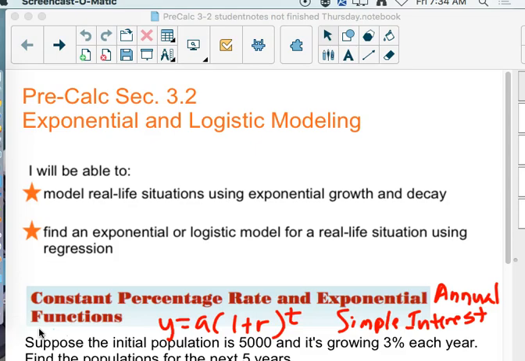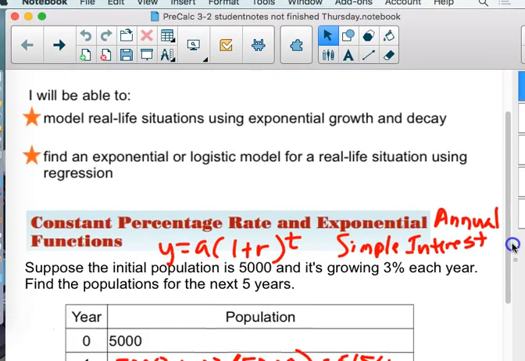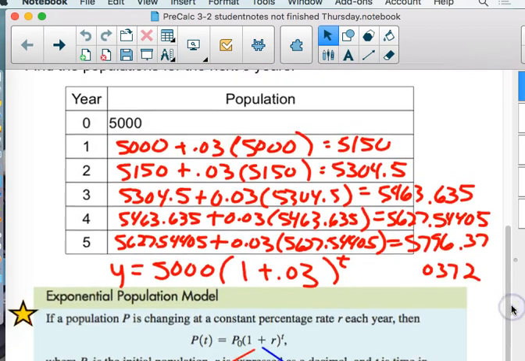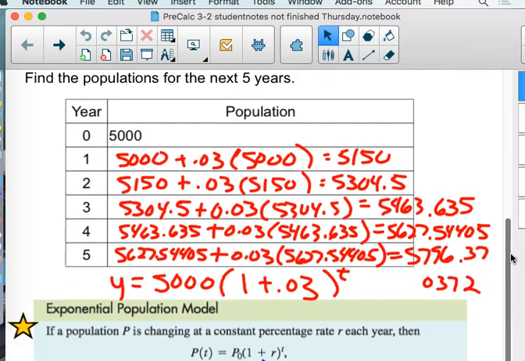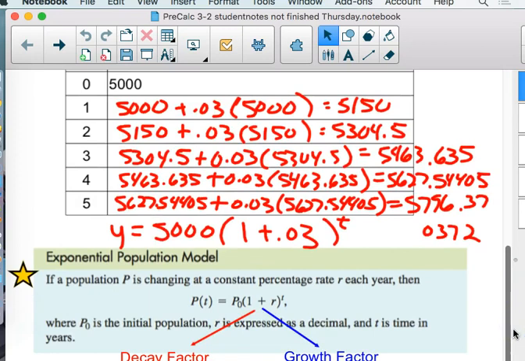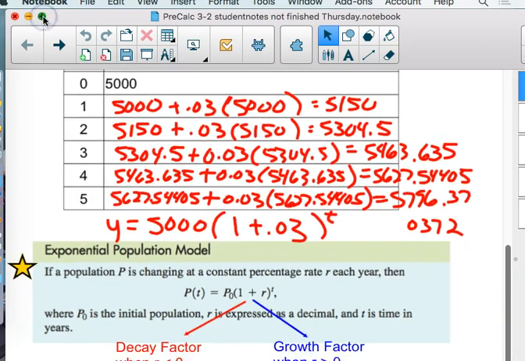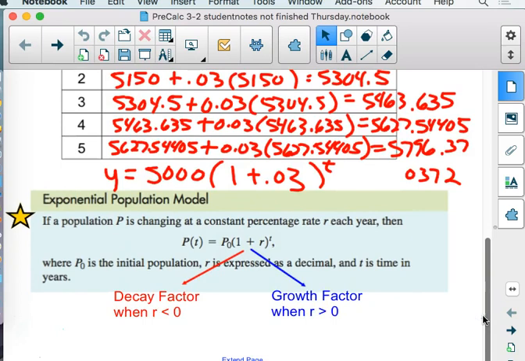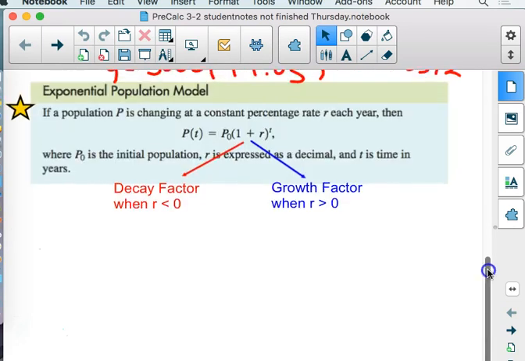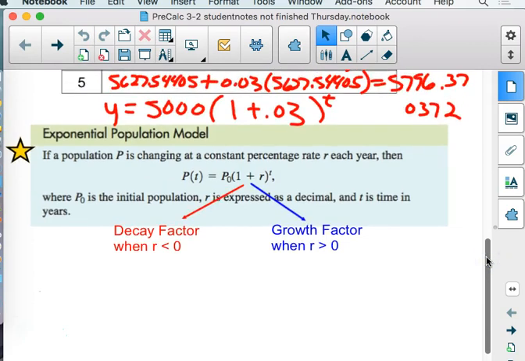So we started yesterday by just looking at a situation that had a constant percentage rate that it was changing by. And it brought back memories of y equals a times 1 plus r to the t from Algebra 2. But when we got down to this box, we saw that this book uses different letters, but it is the same concept. We have a constant growth rate or decay rate that we're looking at. So the letters may be different, but it's the same type of thinking.